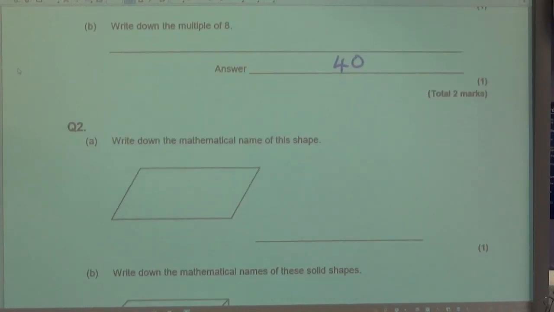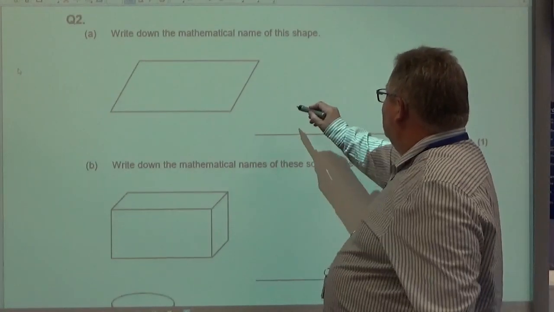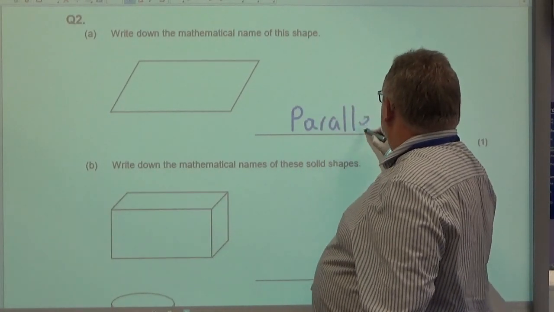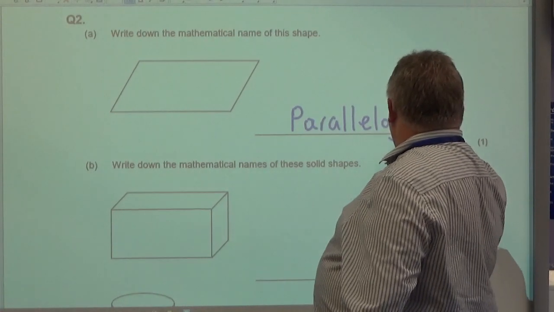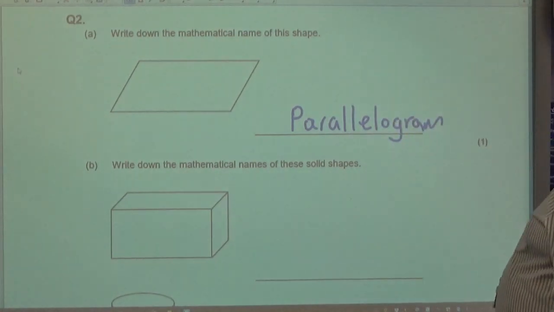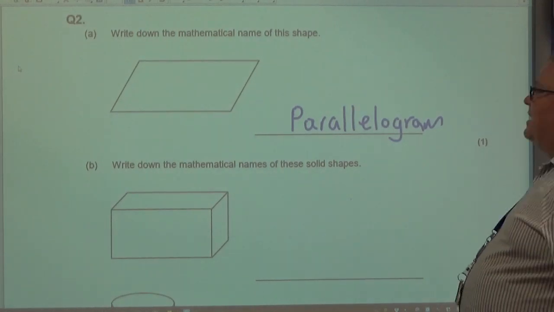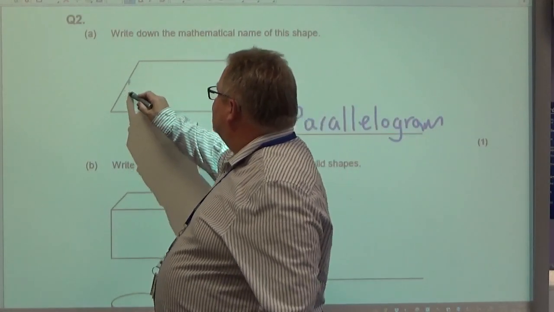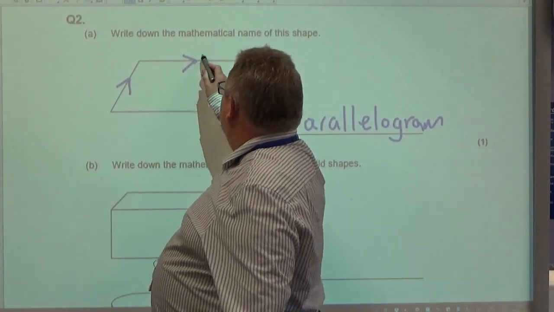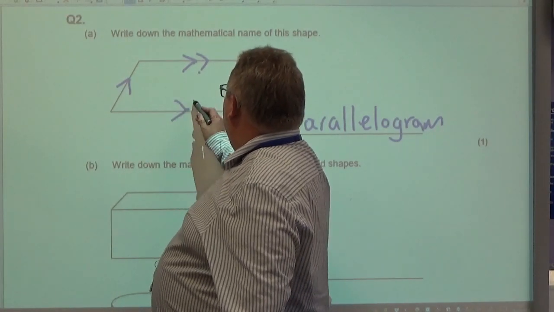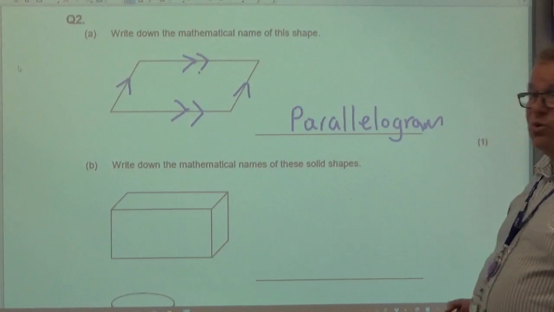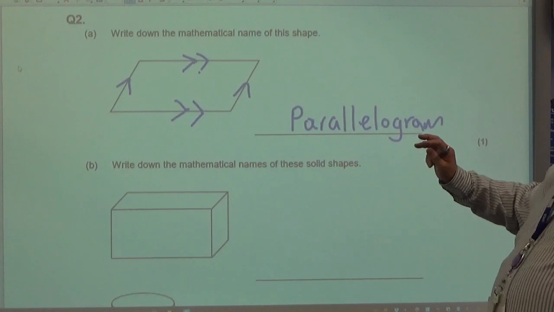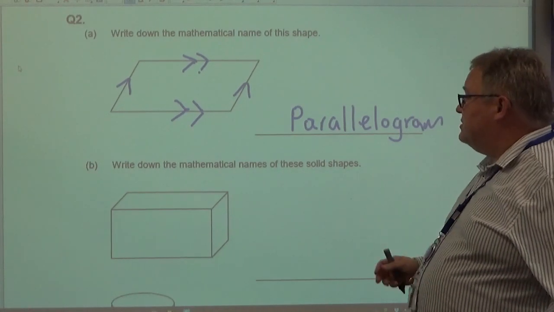Write down the mathematical name of this shape. This is where my being a maths teacher is challenged, because I have to write down parallelogram, and I think I've spelled that correctly. A parallelogram has two pairs of parallel sides, so it's just like a rectangle, but on a slope. It is also a quadrilateral, so if you've got any four-sided shape and couldn't remember the name, put down quadrilateral, that will probably do the trick.